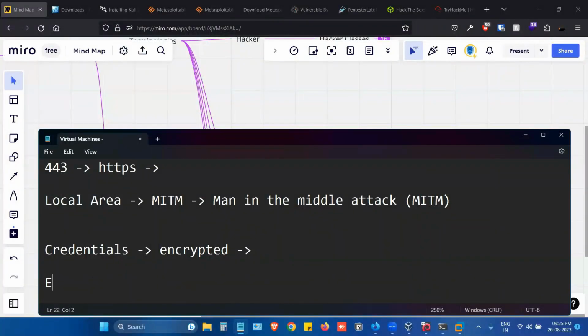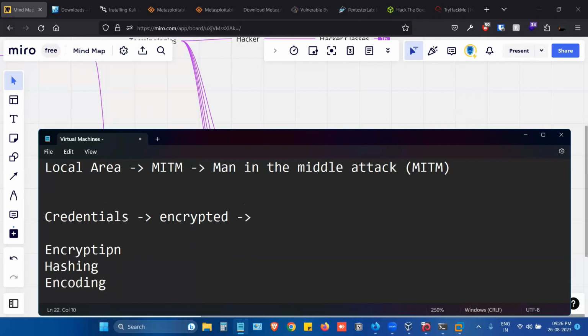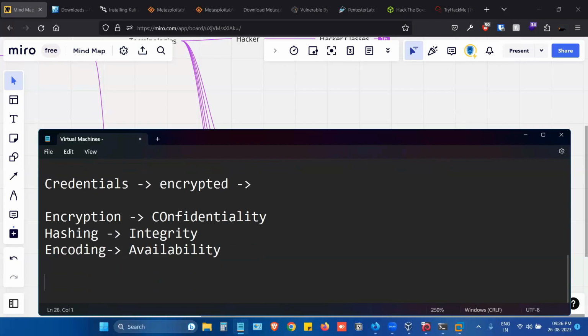So there are three things basically: encryption, hashing, encoding. We use encryption to maintain the confidentiality of data. We use a hashing mechanism to ensure the integrity of the data. And with encoding, we make sure that data is available. From these three terms, the term CIA came up. They know it as the CIA model. We are going to discuss this model in a very detailed manner in our next few classes, like what is CIA. That comes under the first module of ethical hacking.